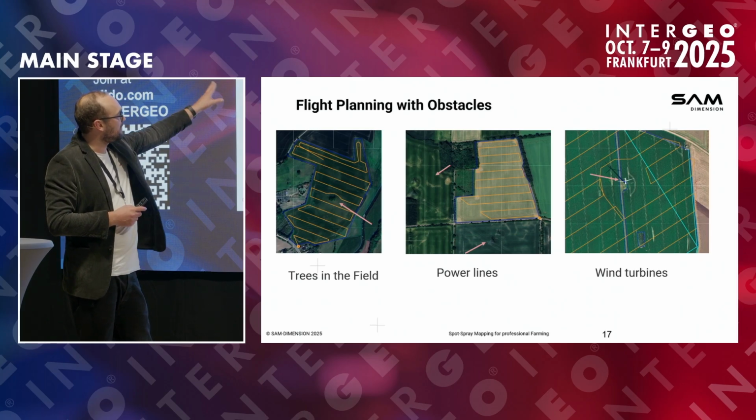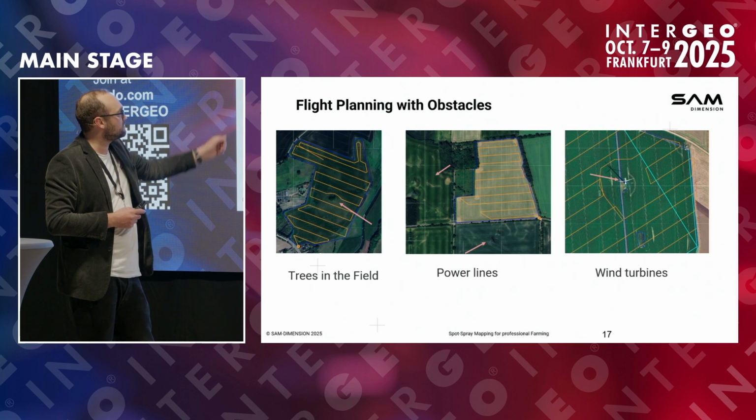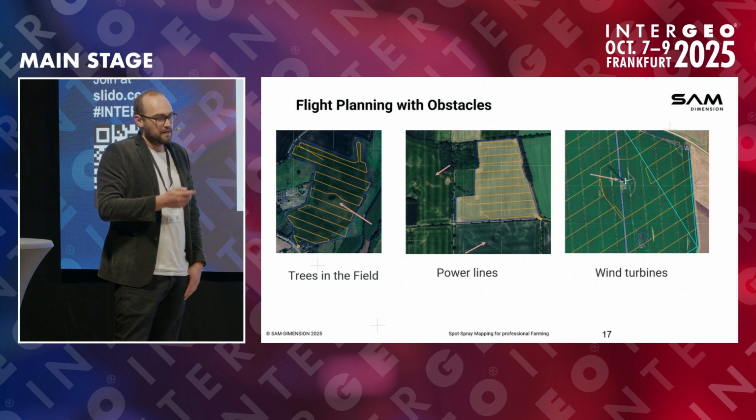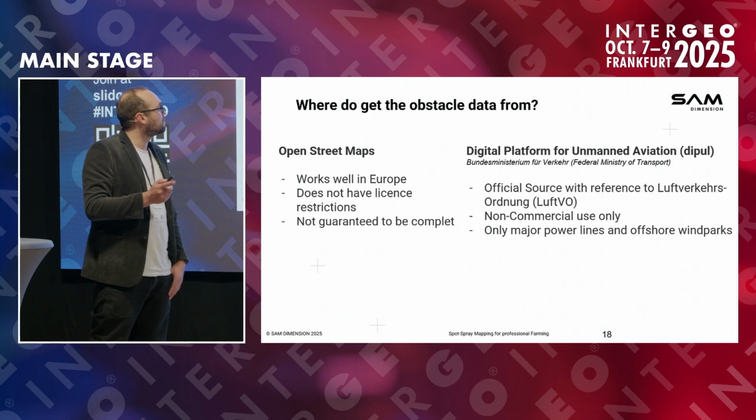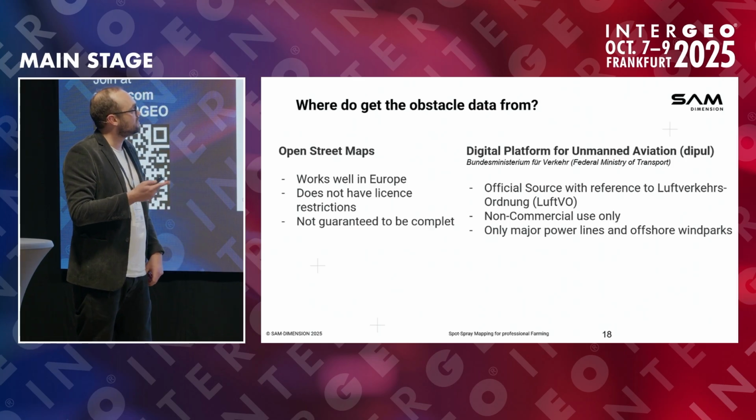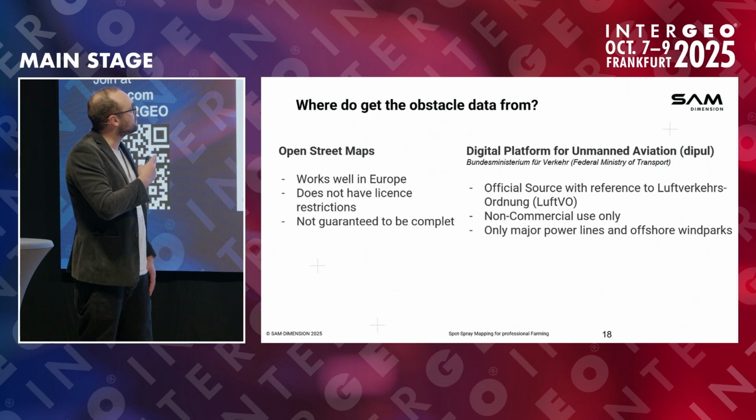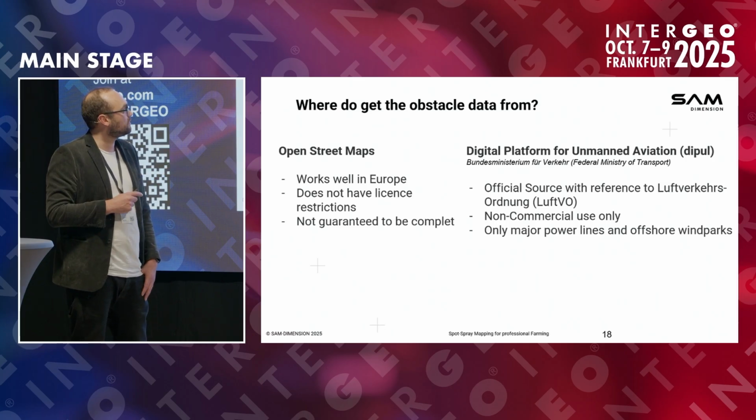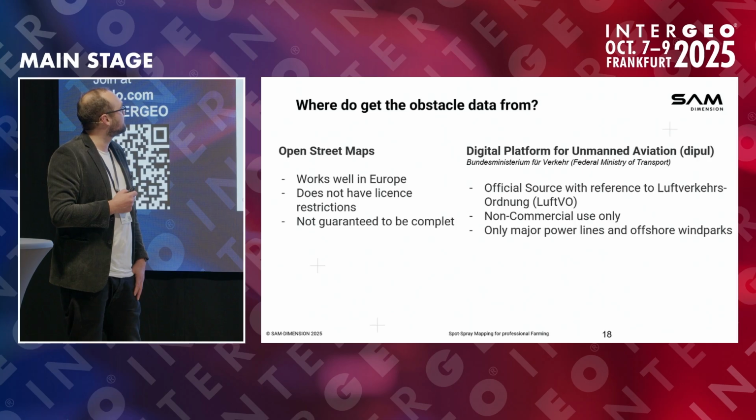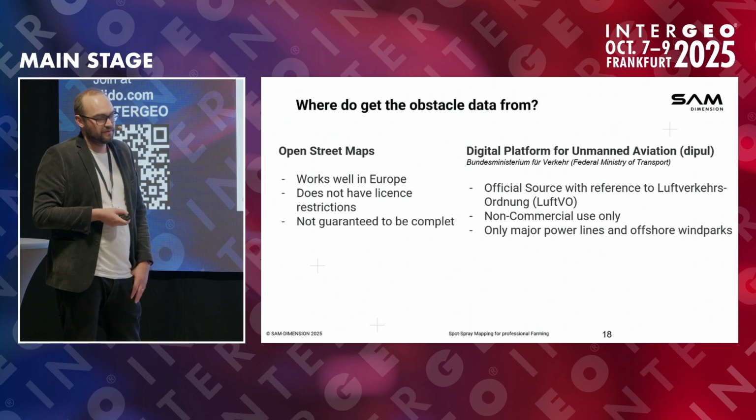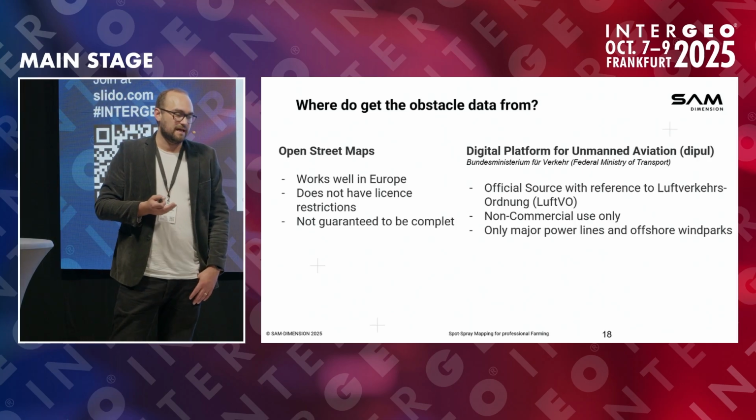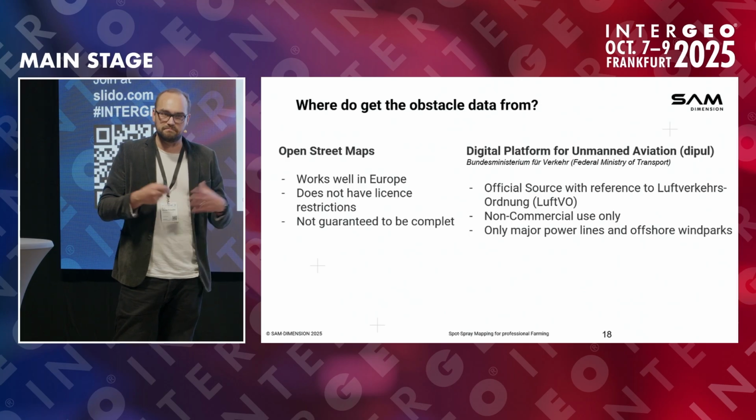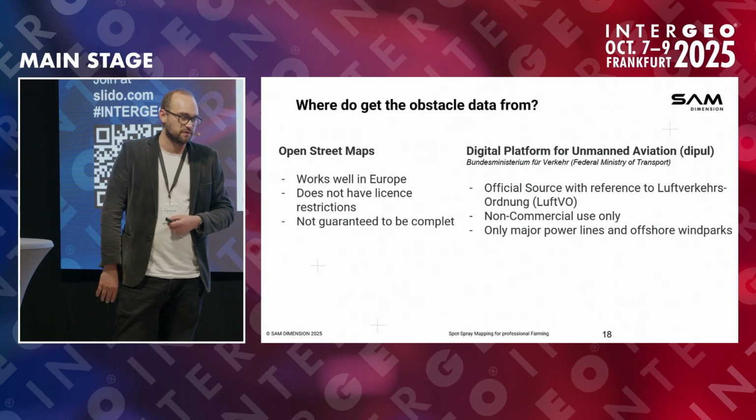And you have power lines in the field usually that are also roughly in this height, and wind turbines. I want to quickly compare two sources for this data. One is OpenStreetMap and one is this official platform dpool. We talked about this in the morning. OpenStreetMap works very well in Europe. It doesn't need any license, but it's not guaranteed to be complete. It's not a source of truth that you can use.